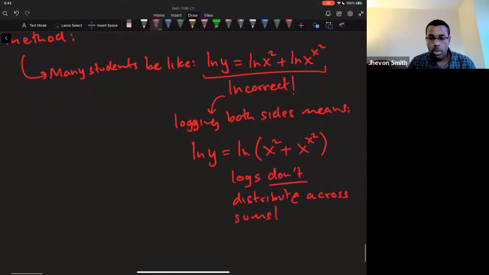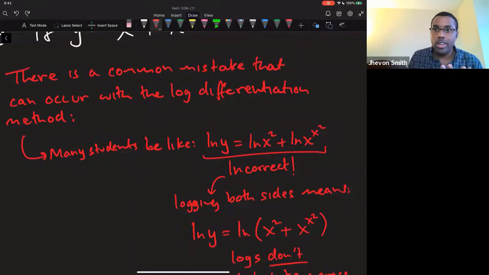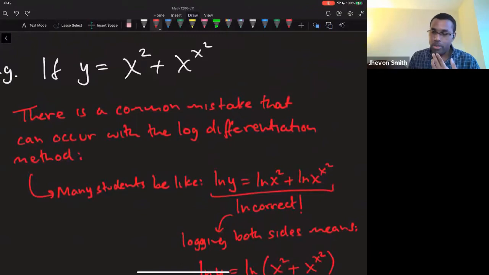Right? So it's very common for a student to just think, oh, I can just put a logarithm in front of everything on the right side and we're good. No, you're not good. You can't do that because you literally just broke a log rule by doing that. Logging both sides doesn't mean put a logarithm on each thing. Logs do not distribute across sums. So that would be a very common mistake for students.